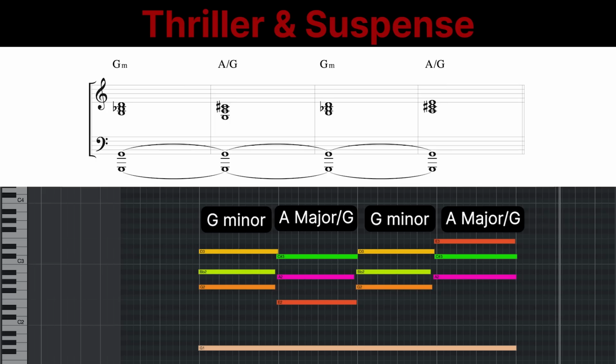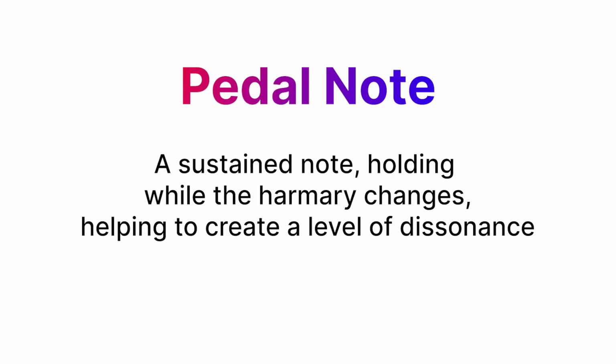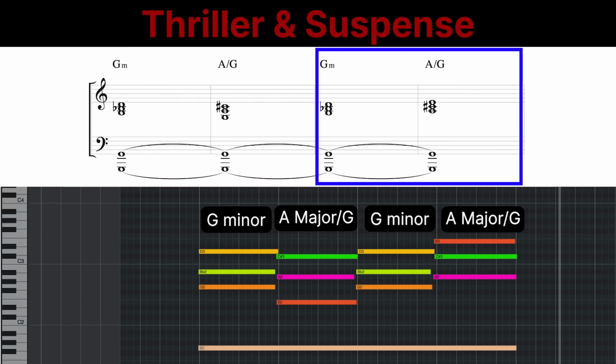For some added suspense or tension, I've also extended the original G in the bass, and so turning it into a pedal note, creating a degree of dissonance when the A major chord is heard. Again, I've repeated the two chord progression, but adjusted the second A major chord by using a slightly higher voicing for some added variation.